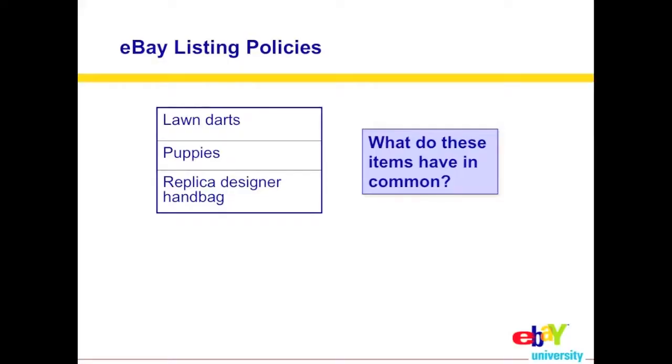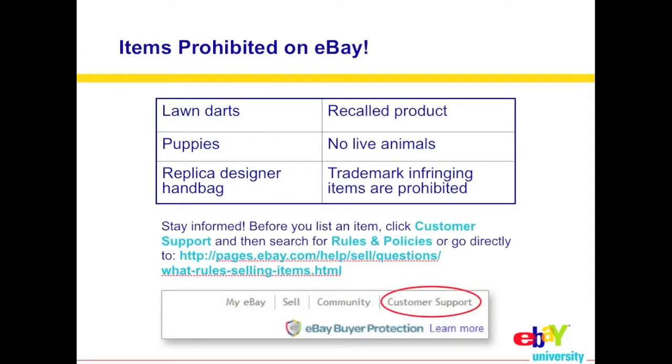First, we need to look at eBay's listing policies. I'm going to show you a list of 3 things and try to think of what they have in common. Lawn darts, puppies, replica designer handbag. Well, they're items that are prohibited on eBay. So lawn darts are a recalled product, you can't sell those. Puppies are a live animal, so you can't sell any live animals. And replica designer handbag, well, that's trademark infringing and that is prohibited.